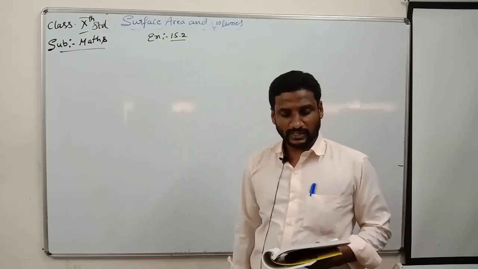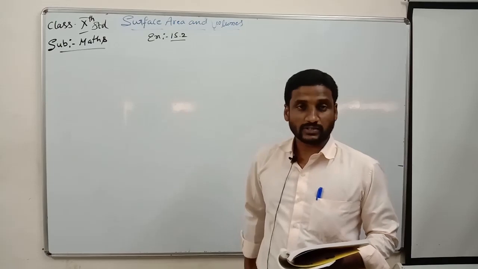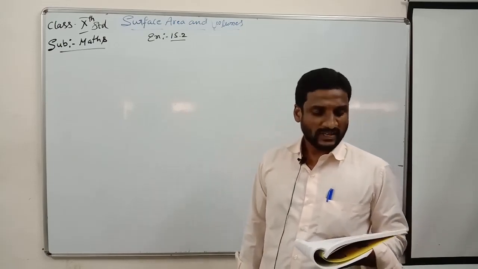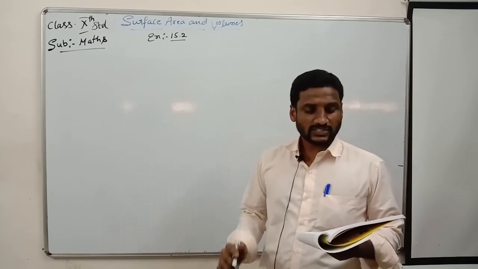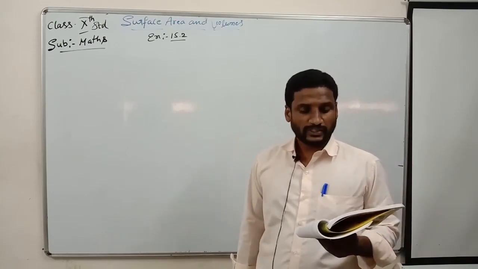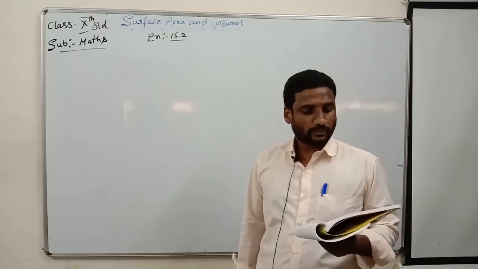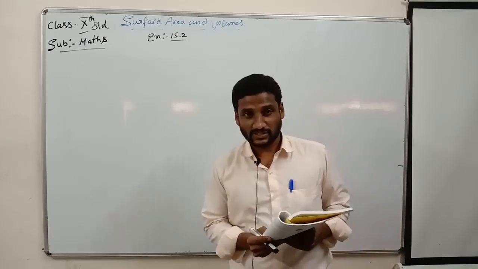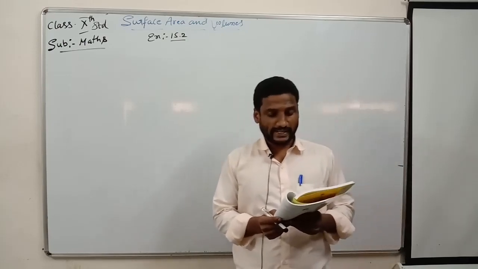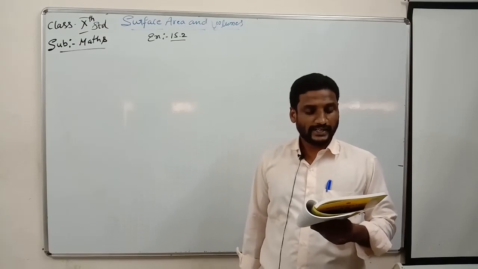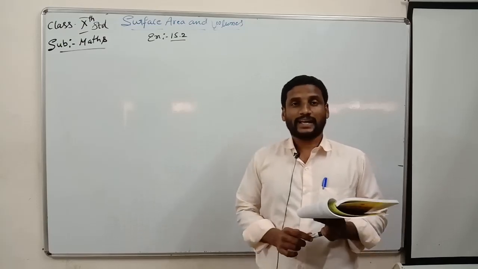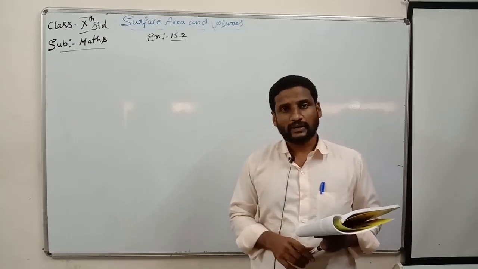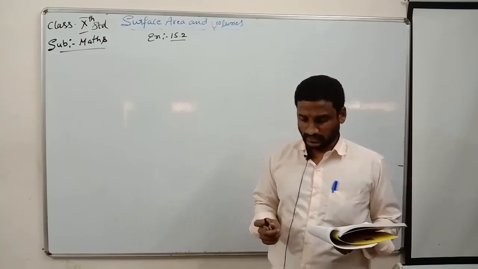In the 15.2 exercise, the first question is like this: a solid is in the shape of a cone standing on a hemisphere with both the radii being equal to 1 centimeter, and the height of the cone is equal to its radius. Find the volume of the solid in terms of pi. Wherever pi has come, don't substitute the value 22/7. You can keep the pi value as it is.